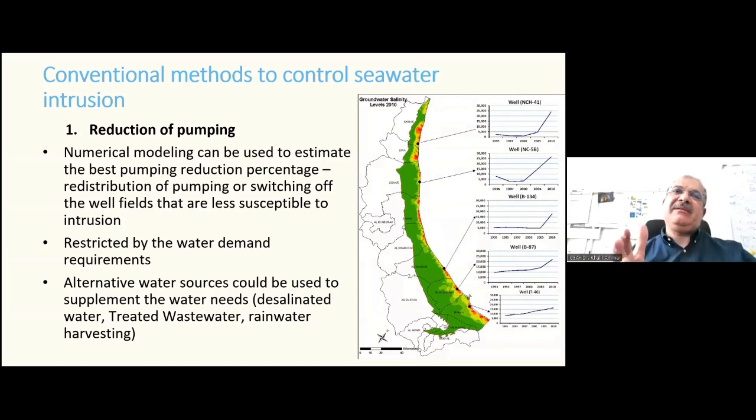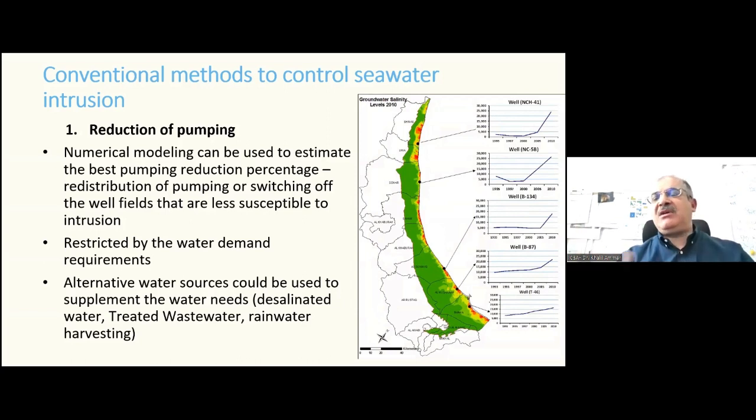This also needs to be studied carefully using numerical modeling of groundwater flow and transport to see the best locations of these wells that will not cause a sharp drop in the water levels.